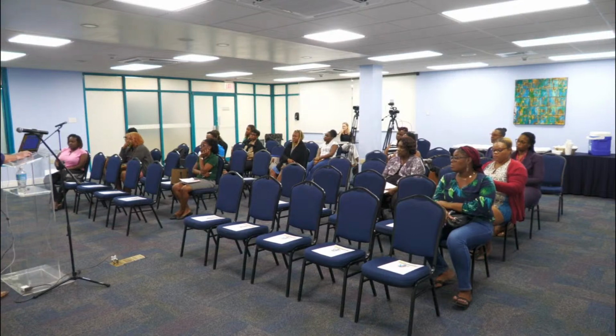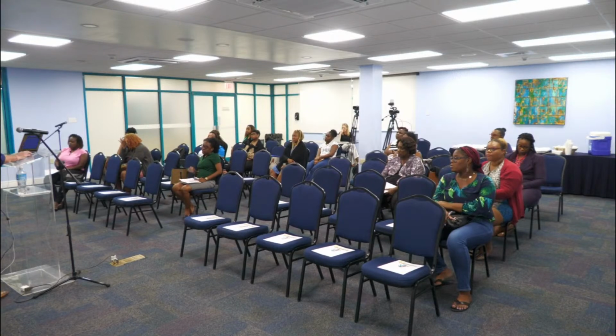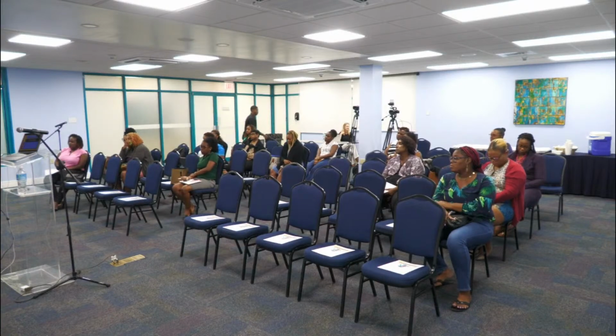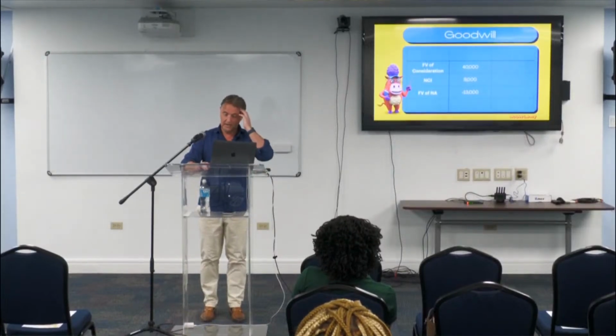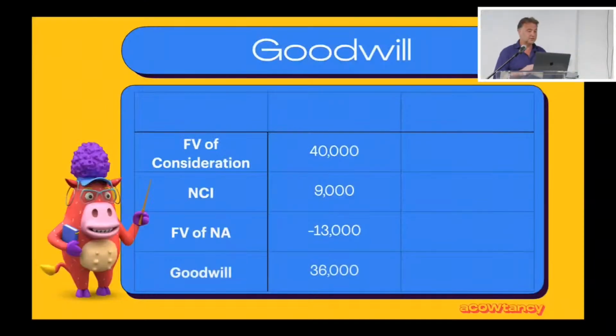So NCI is 9,000. Then you take off what? For those of you who know, fair value of net assets acquired. Yeah, the fair value of the assets. And you get told the book value was 9, the fair value was 13. Which figure are we going to use? The fair value, okay? You take the fair value. And if you're doing FR, Goodwill's 36,000. Thank you very much. I've passed the exam. Okay, all happy with that, hopefully.